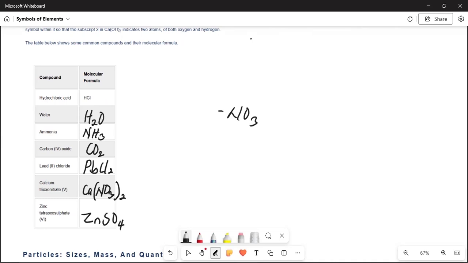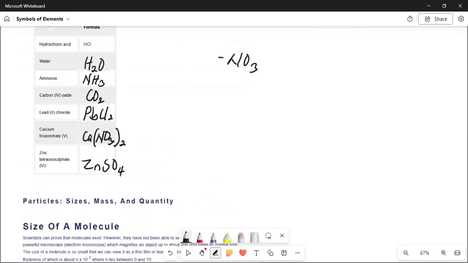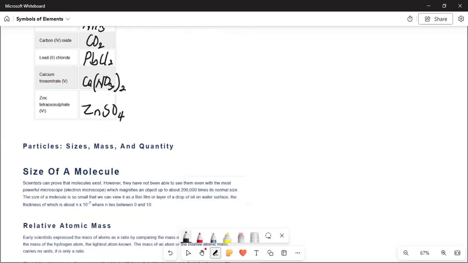So ZnSO4, that's zinc tetrasulfate 6. Okay, as we progress, we're going to learn how all of these come about. That is how to write the chemical formula for a given compound from the component elements or from the component atoms and the component radicals. Okay, so that is that for chemical symbols, chemical formulae.